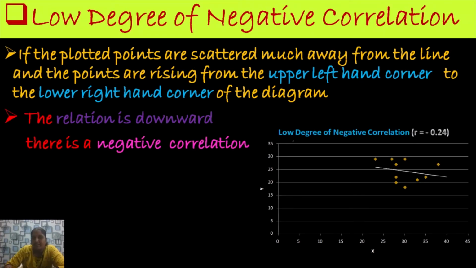Low degree of negative correlation. It is also similar to that of low degree of positive correlation, only the difference is the downward movement. There we have upward movement, isn't it?